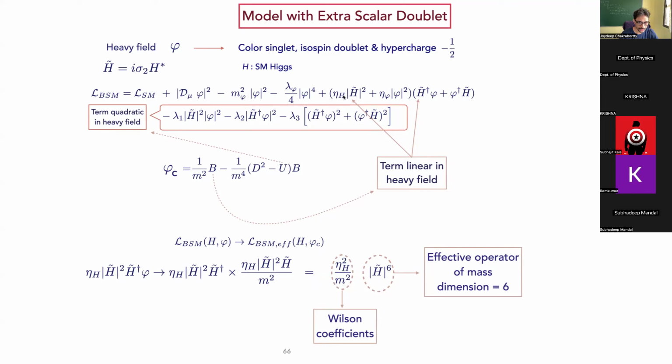So what we are claiming is that if there is no B term, we cannot generate this operator, and that is reflected from here. If eta h equals 0, we cannot generate this term at the T level. So one of the bottom-line points that we understand here is that to generate a T level operator, we need to have an interaction where the heavy field is appearing linearly and all other fields are light fields. Okay.